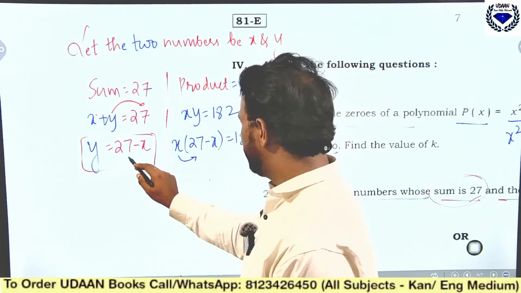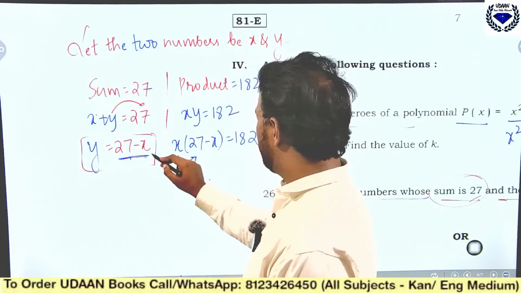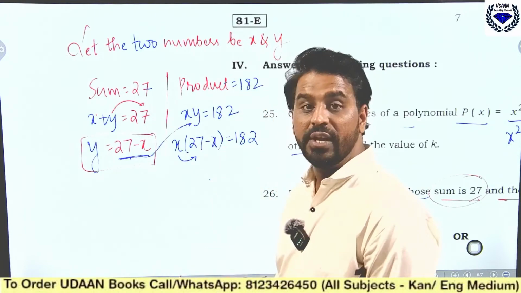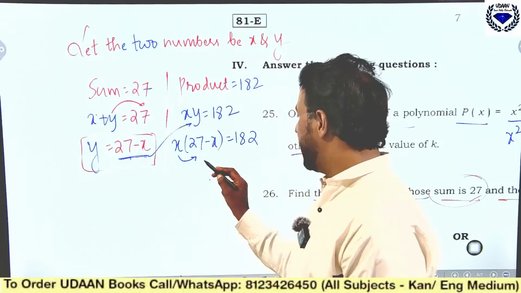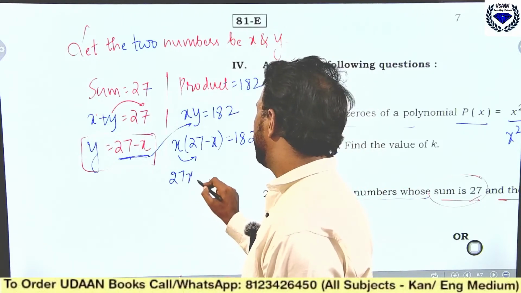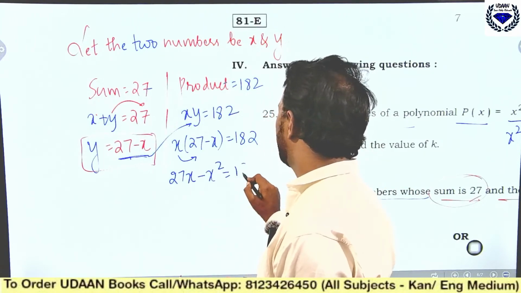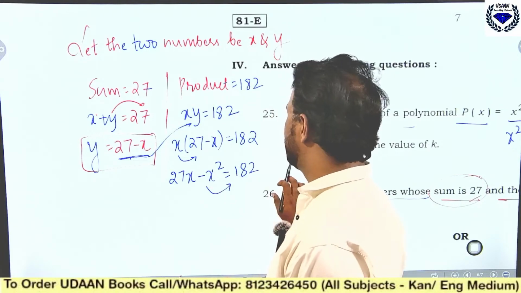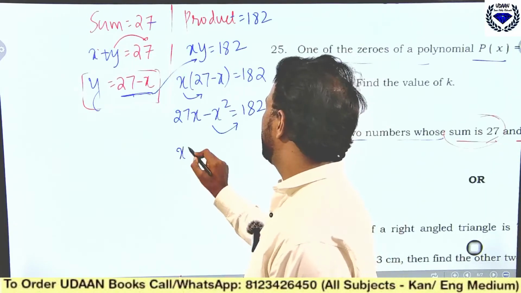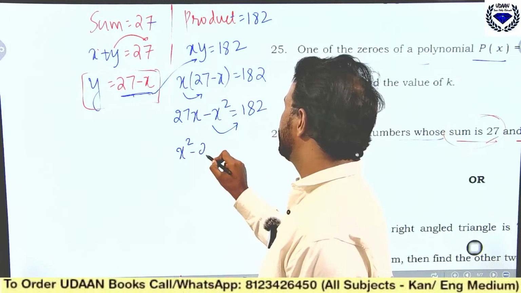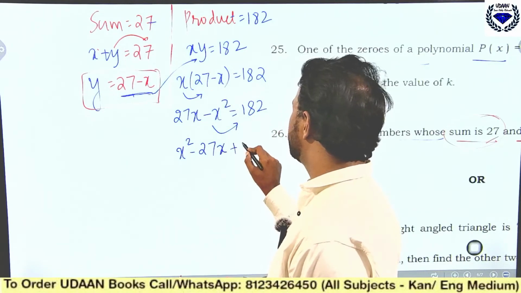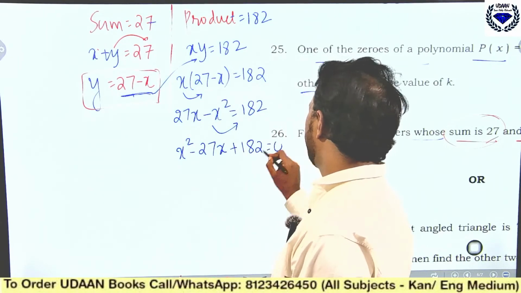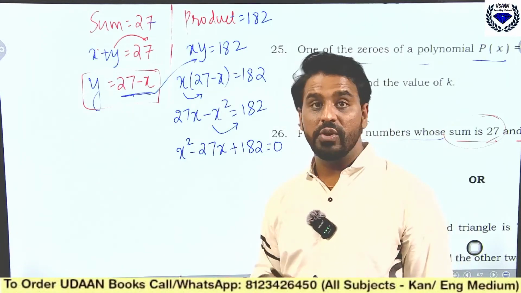Just from this only I got this. In place of y you should substitute what? 27 minus x. Then multiply here: 27x minus x square is equal to 182. Transfer this here. What will come? It will be plus x square. If you transfer, it is on the right side. It is 182. Like this you should be able to solve this one.